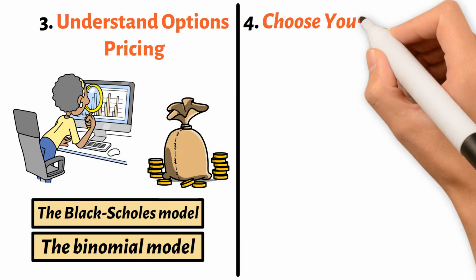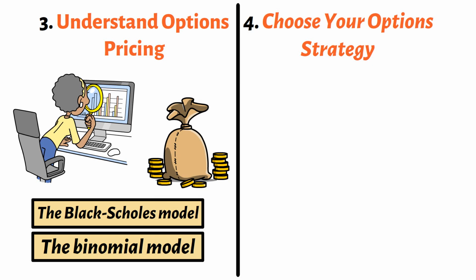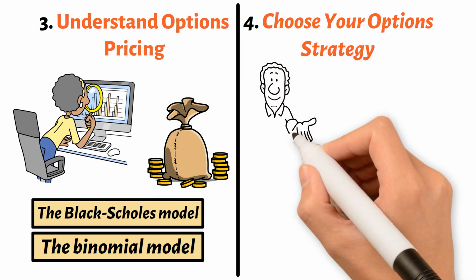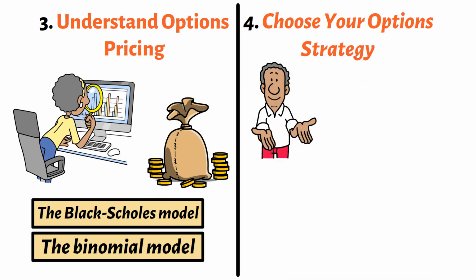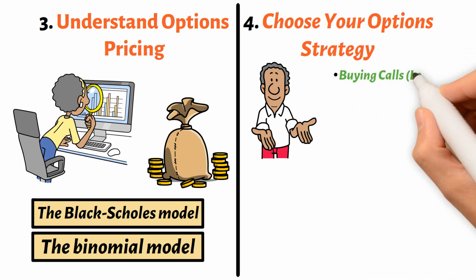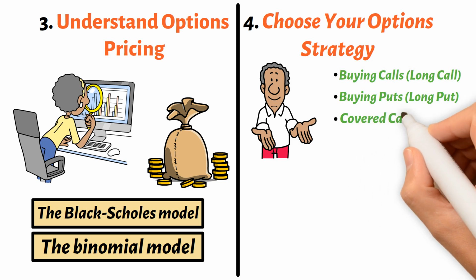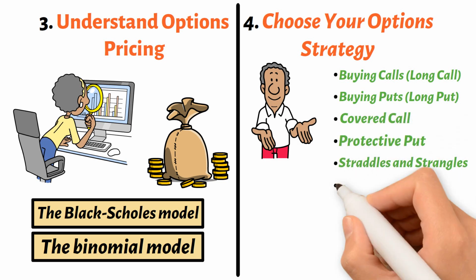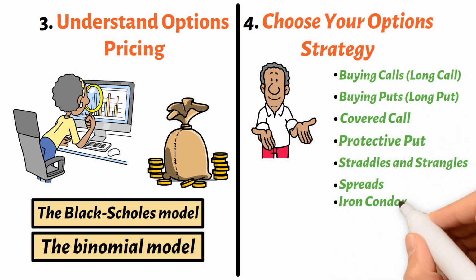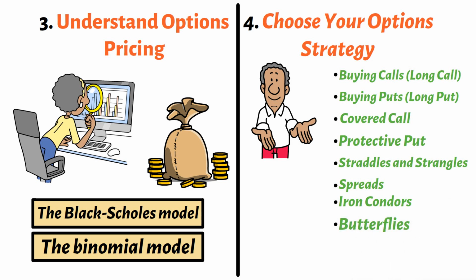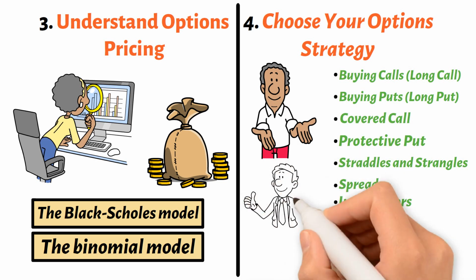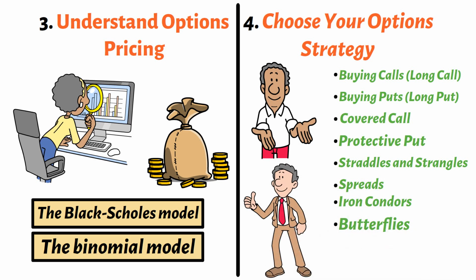4. Choose your options strategy. There are numerous strategies for trading options, from basic to very complex. Some include buying calls (long call), buying puts (long put), covered call, protective put, straddles and strangles, spreads, iron condors, butterflies. Select a strategy aligned with your market outlook, trading goals, and risk tolerance.